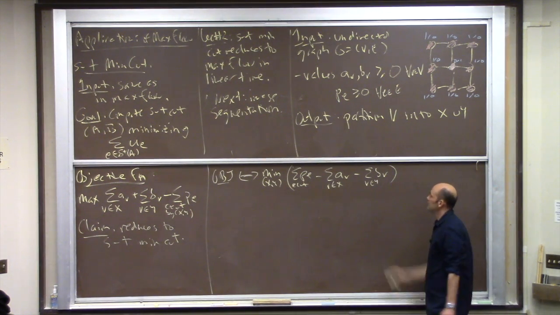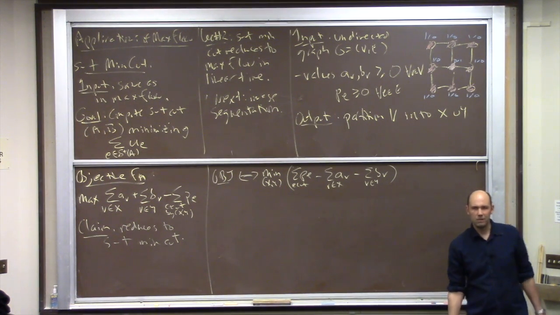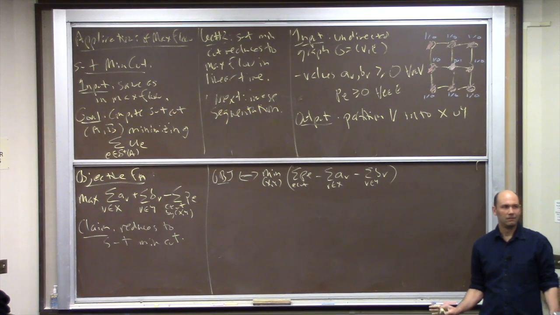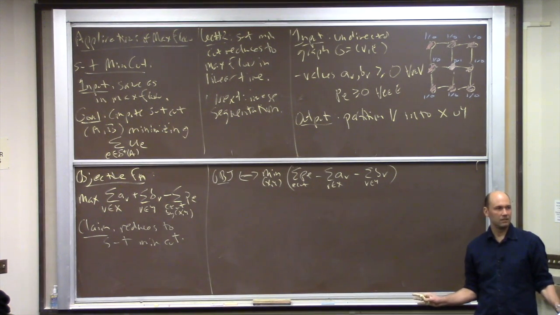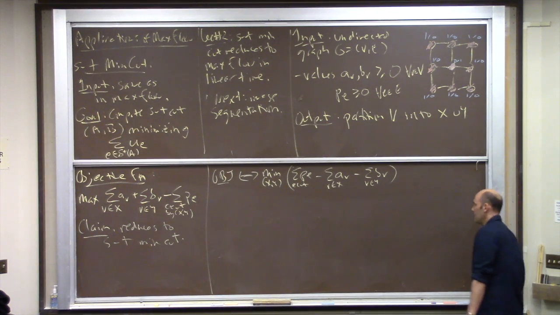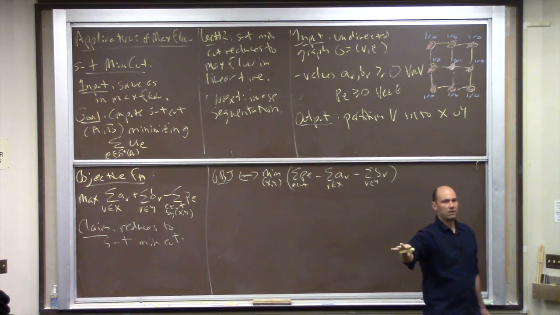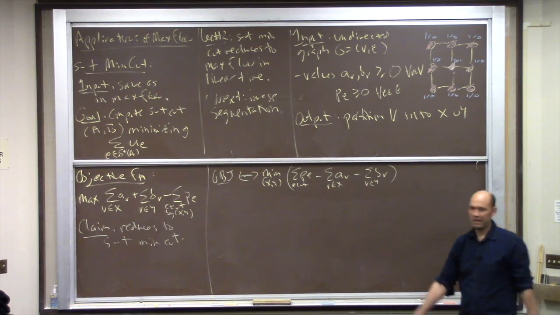Now, these minus signs are making me nervous, because when we talked about minimum cut, we only had non-negative capacities. We only had non-negative numbers, period. So I don't like these negative numbers. To get rid of them, I'm just going to shift this objective function to make everything non-negative.